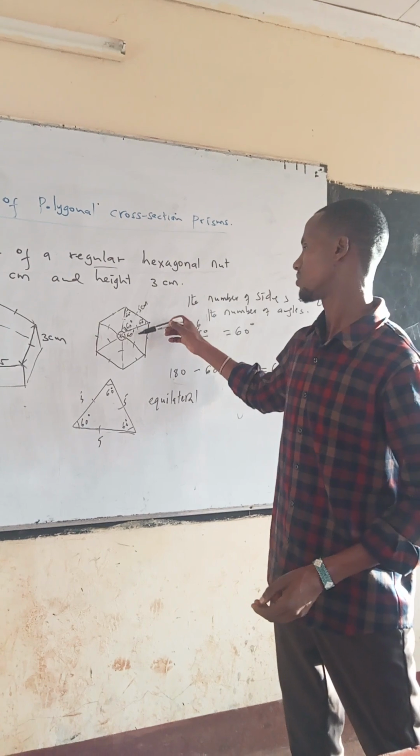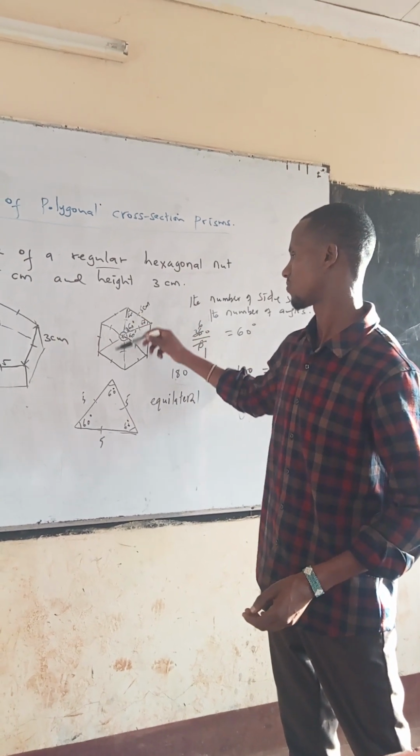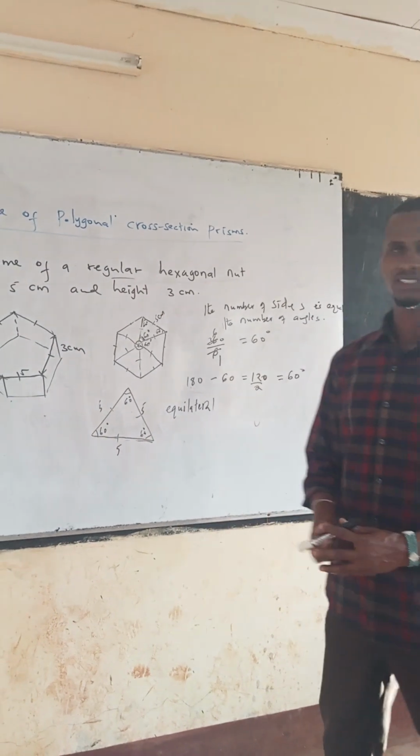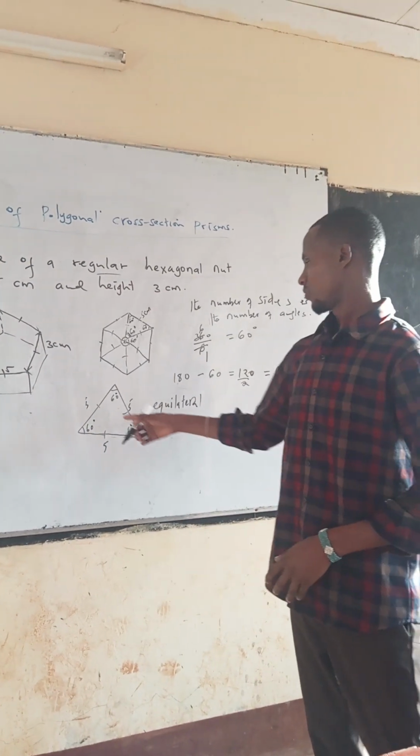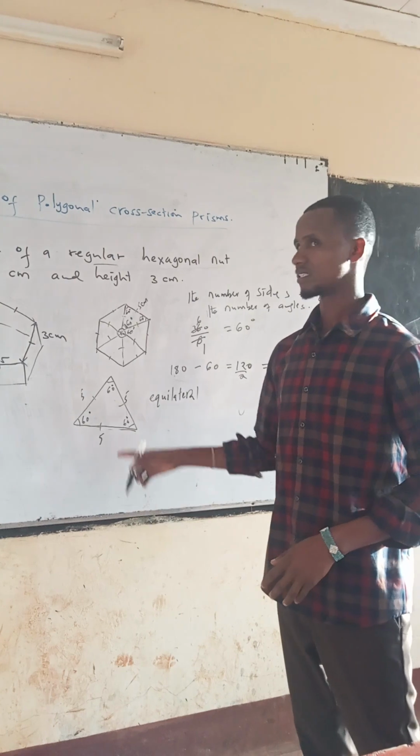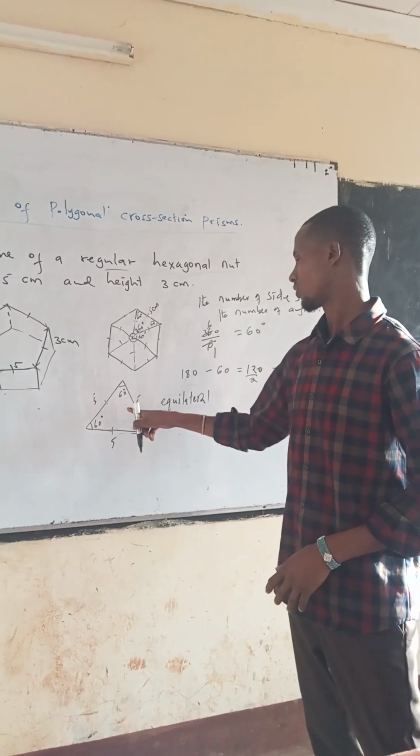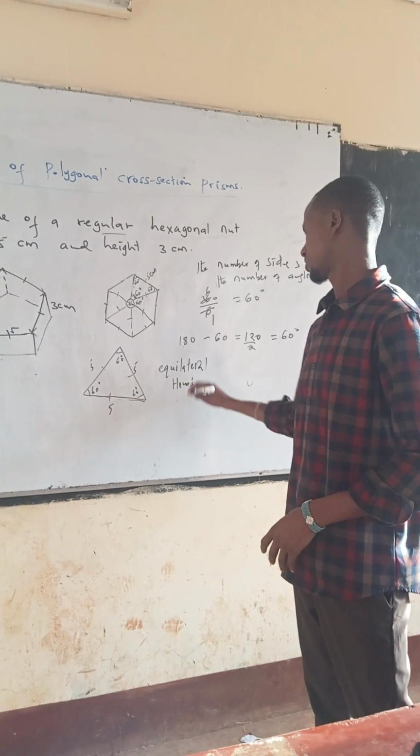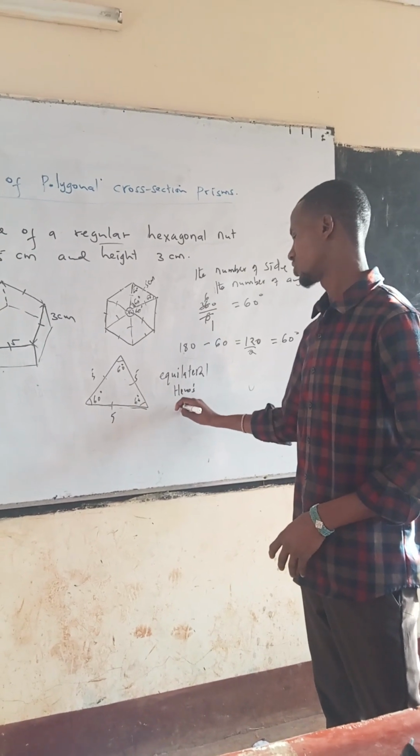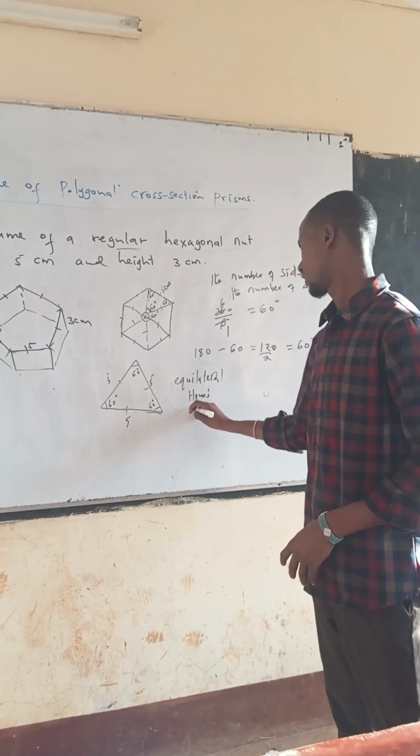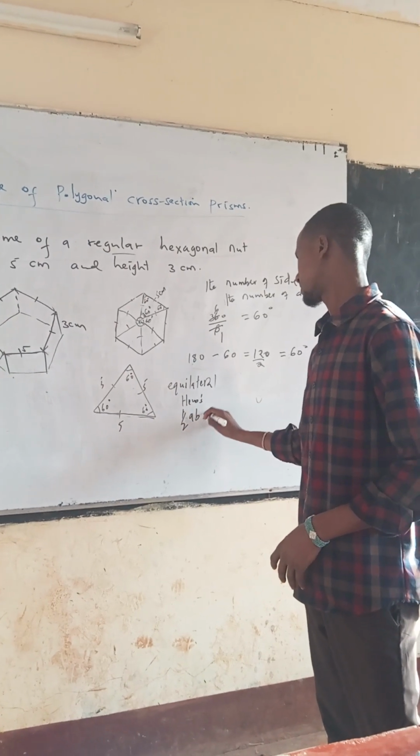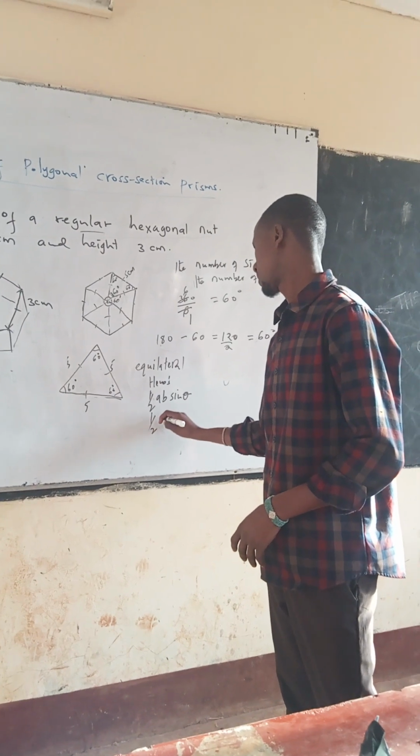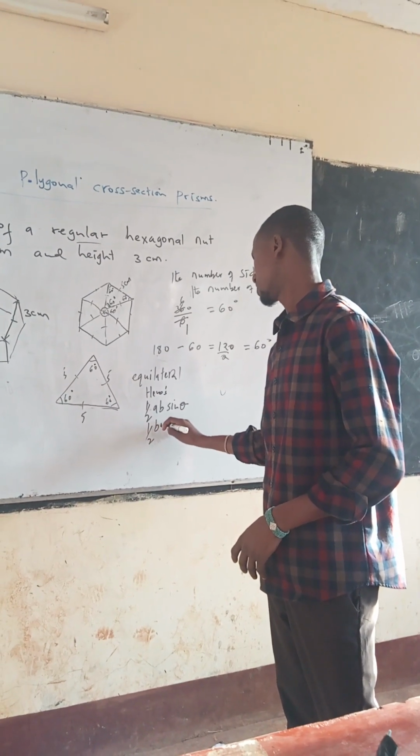That is, how many triangles will we have? 1, 2, 3, 4, 5, 6. So how can we get the area of this triangle? We know that we have different methods of getting the area of a triangle. You can use Hero's formula, you can use half AB sine theta, or you can use half base times height.